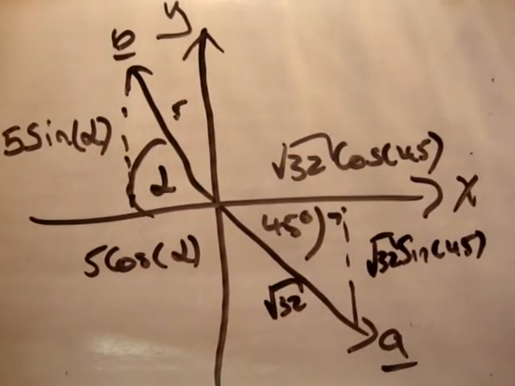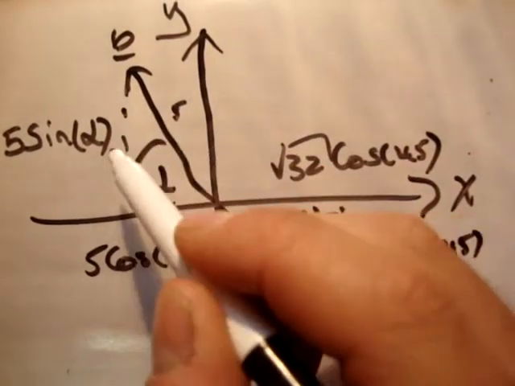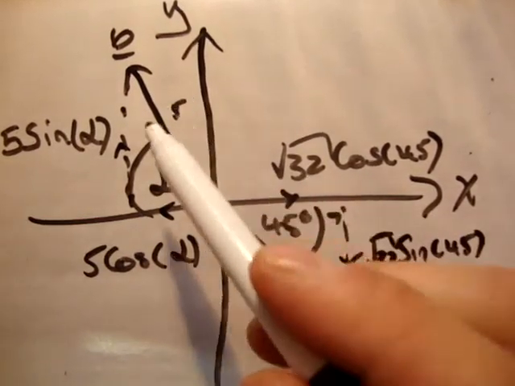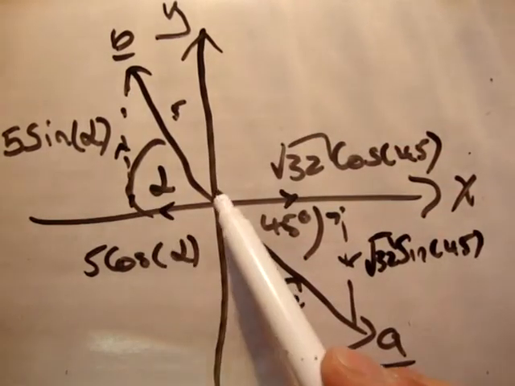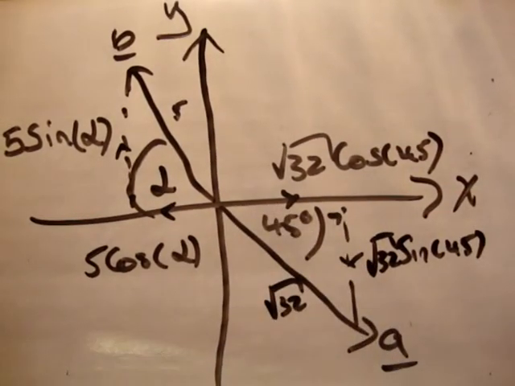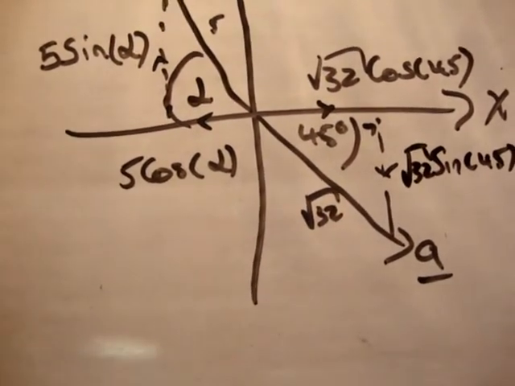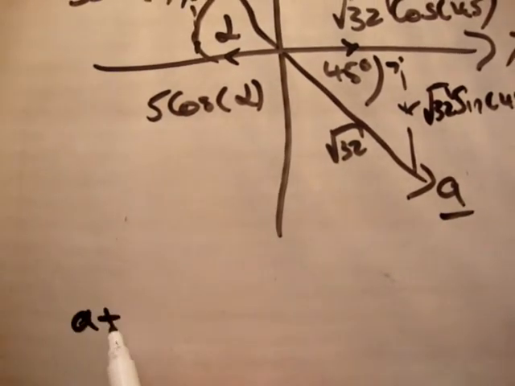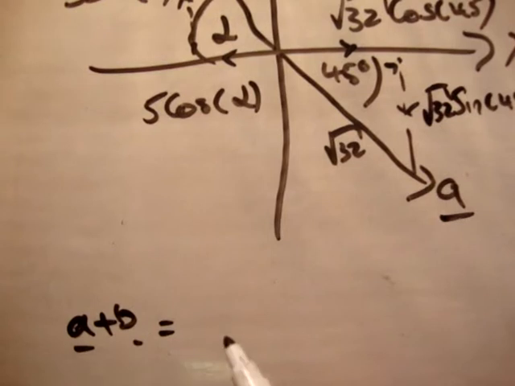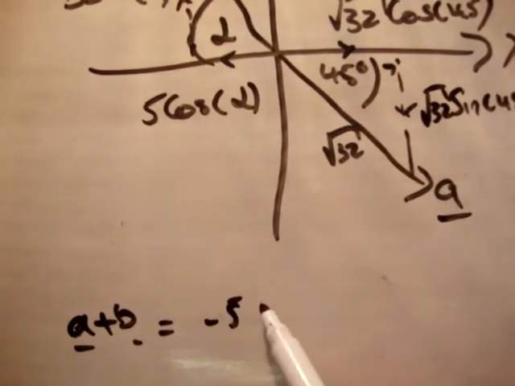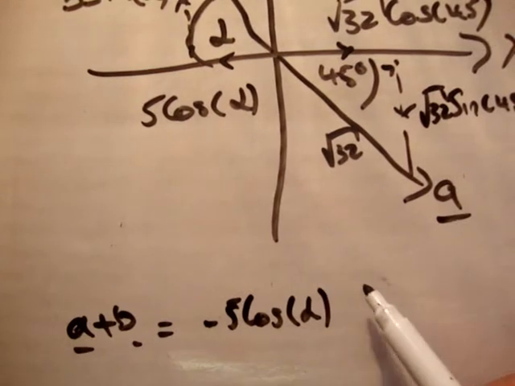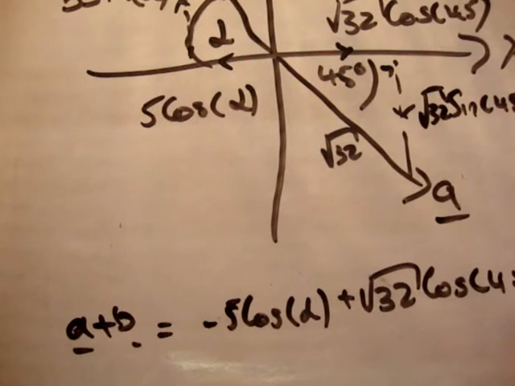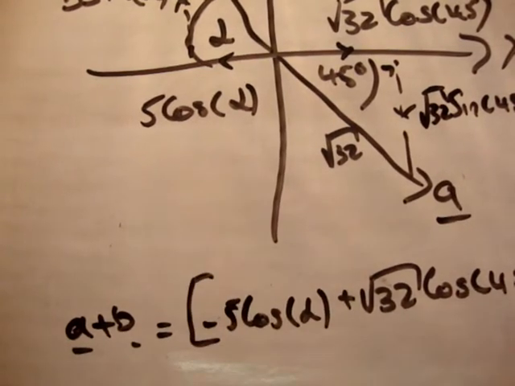We know, of course, that we can add vectors that are facing in the same direction or in the same dimension. This vector and this vector are in the same dimension. Of course, they've got different signs, as I spoke about a moment ago. So let's just look at the i-hat side. We'll say a plus b: one part of it is minus 5 times the cos of alpha plus root 32 times the cos of 45, and that is i hat.